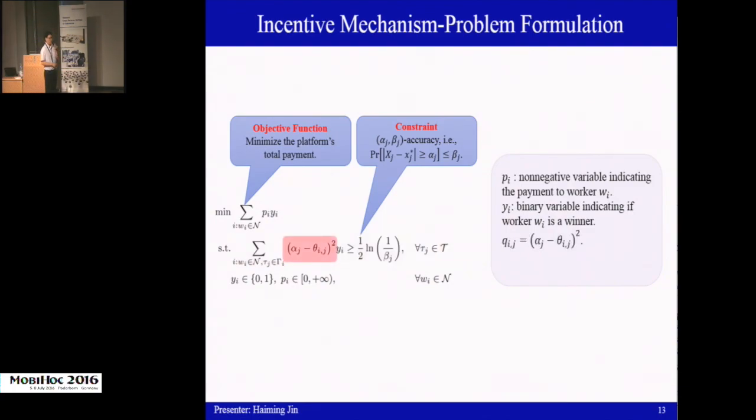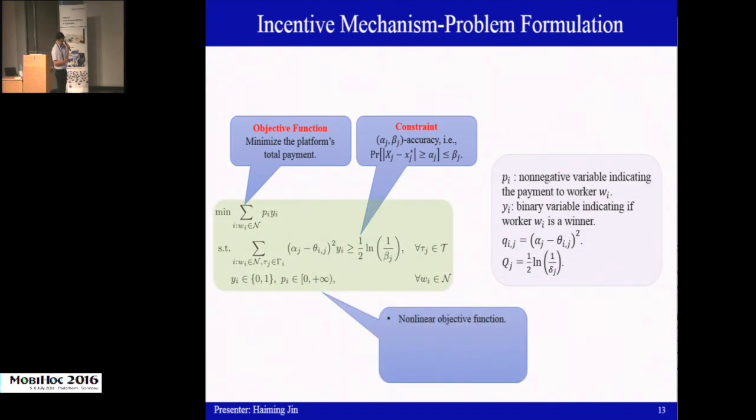So to simplify presentation, we'll use Qij to denote alpha j minus theta ij squared, and we'll use capital Qj to denote 1 over 2 times log 1 over delta j in the rest of the slides. So in short, this optimization program has a nonlinear objective function, and it is NP hard even if PIs are given. And it also has two other inherent constraints, including individual rationality and truthfulness, that are not even able to be represented mathematically. And basically, this tells us that this problem is really hard to solve directly. So that's why we propose our own incentive mechanism to solve it.